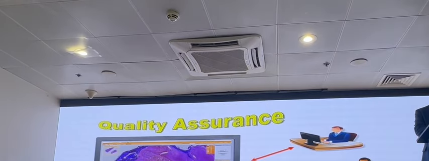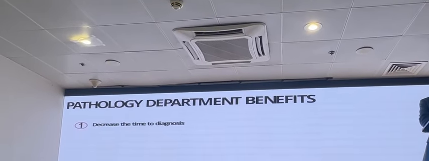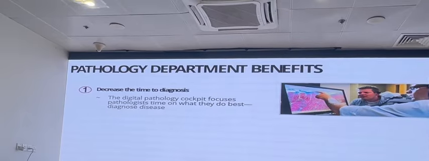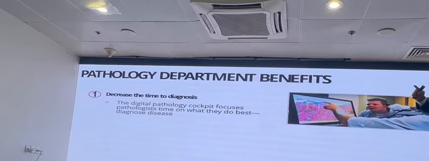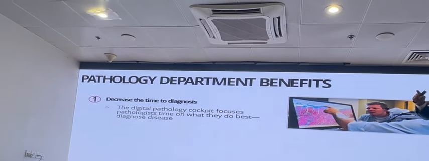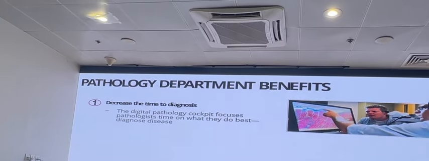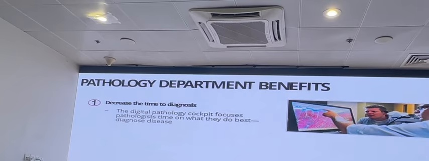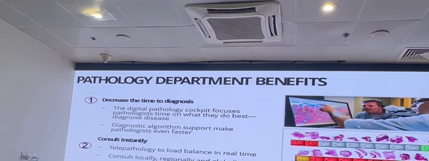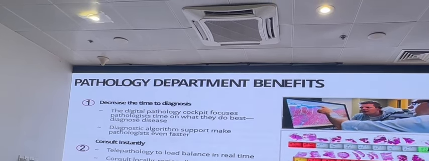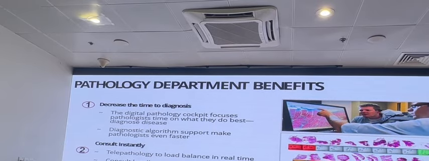You can do a lot of QA now on the fly. So by digitization, we are able to decrease the time to diagnosis. If you look at the scanning time, that's not as important as the time to diagnosis. Can you deliver a faster diagnosis with the whole process in place? So I don't look at the scanning time as much as the time to diagnosis. So the diagnostic algorithm support makes pathologists even faster, and you can consult instantaneously, telepathology to load balance, consult locally, regionally, globally, and gain access to complex cases.